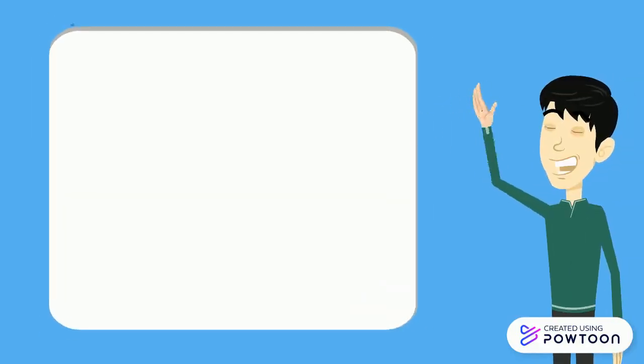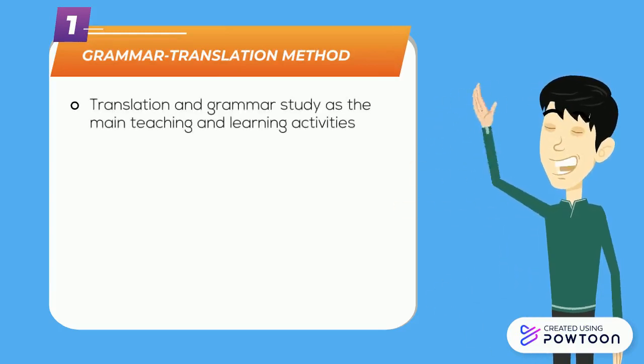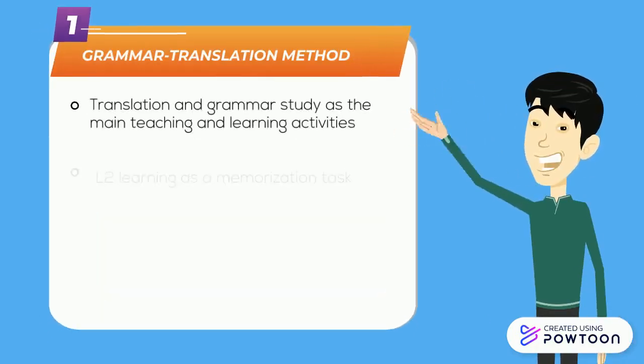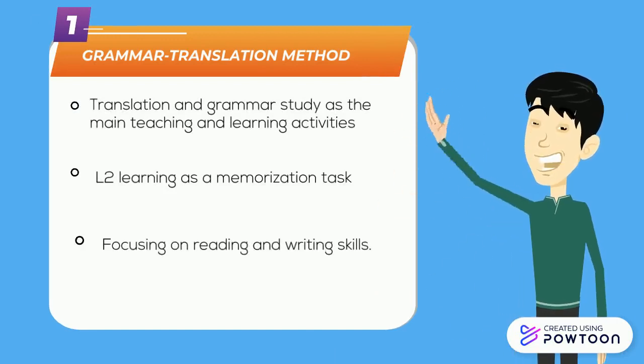The first method would be the traditional grammar translation method. This method of second language teaching makes use of translation and grammar study as the main teaching and learning activities. This method views second language learning as a memorizing task rather than the application in everyday use. Reading and writing are seen to be the focus rather than speaking or listening, which are vital in communication.